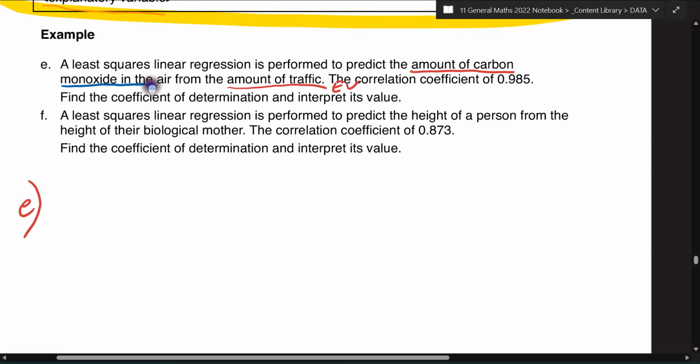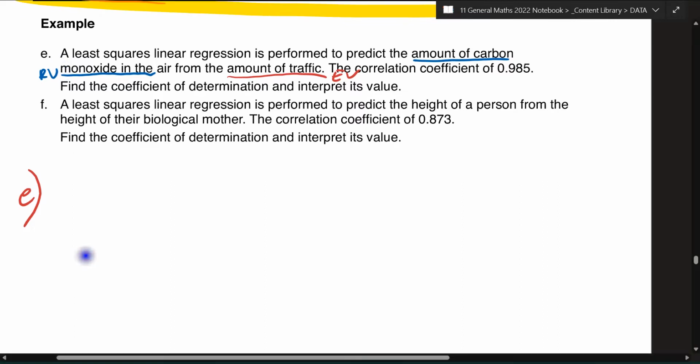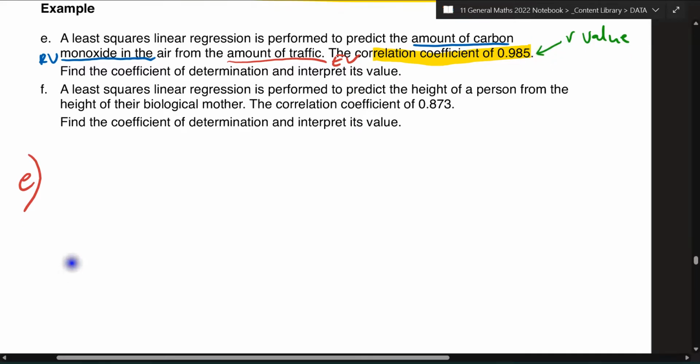I'll use a different color. That's our RV. You just got to understand which one is which, always, in any question: which is EV, which is RV. Okay, the R value, so the correlation coefficient right here, is 0.985. So this is your R value, not an R squared, just the R value right there. So we need to find the coefficient of determination and interpret that value.